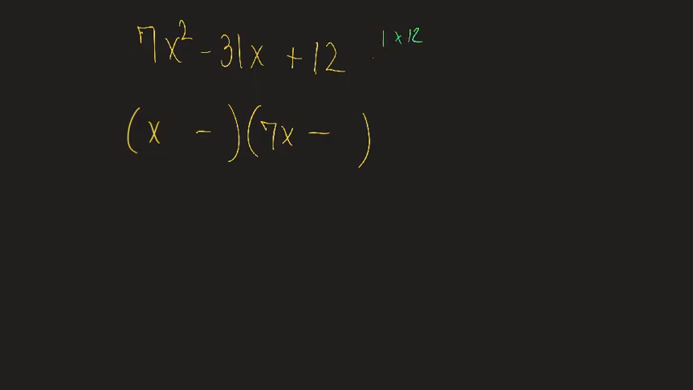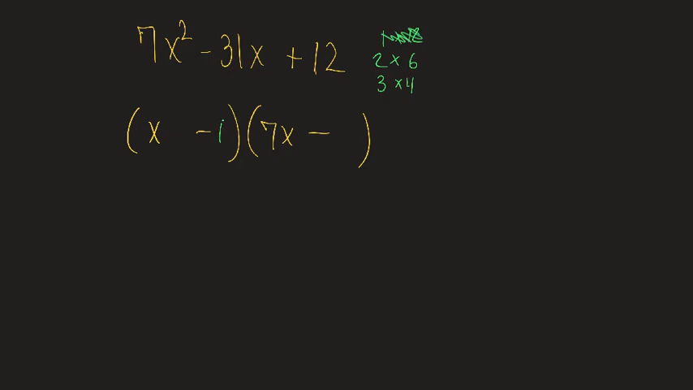1 times 12, 2 times 6, 3 times 4. Oh no. We need to have 2, 4, 6 different parentheses. Can we be smart about this? Can we eliminate something right away? Do I want to put a 12 there? Because 12 times 7 is going to be way over 31. And if I put a 12 here, that's too small. I get a 12 and a 7 is only 19. So I don't even think we need to write those two. I think those are silly.